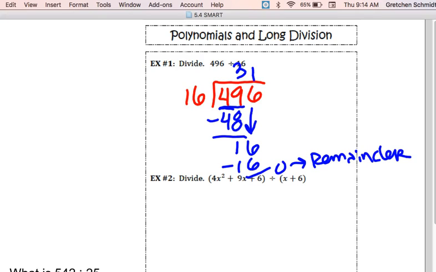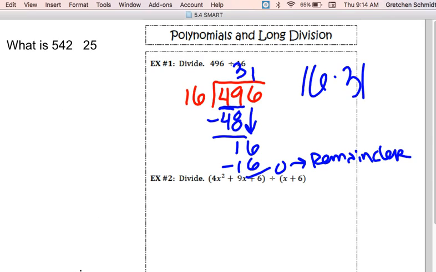Since you have a remainder of 0, is 16 a factor of 496? Yes. 16 is a factor. What else is a factor? 31. 16 times 31 is 496, so they're both factors of it. We're looking for factors of equations, so that's why we look to division, because you know right away if you have a remainder or not. We're going to do one more with numbers before we start doing equations. So 542 divided by 25.